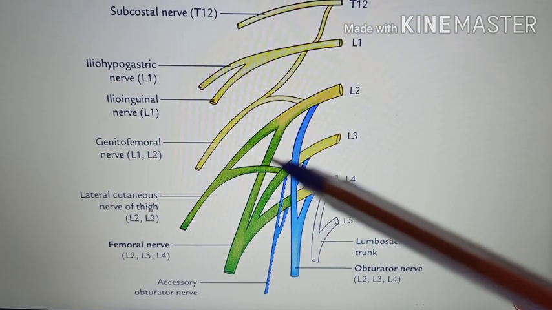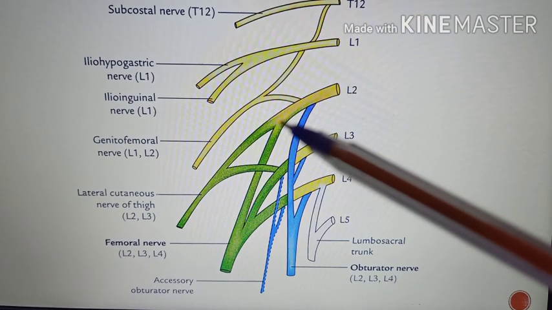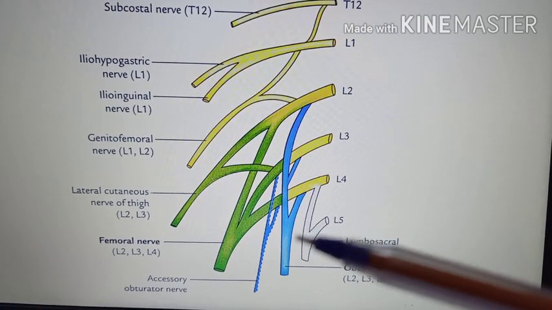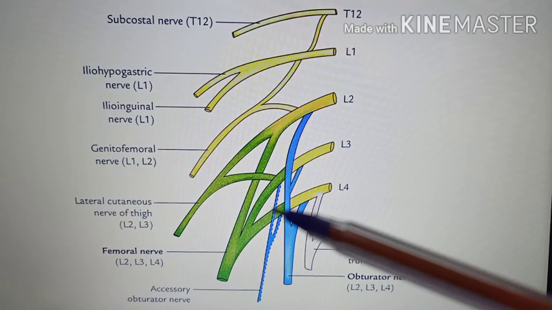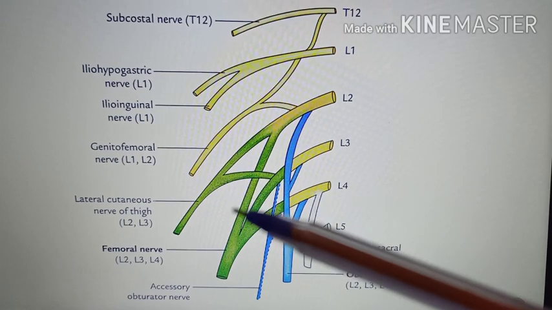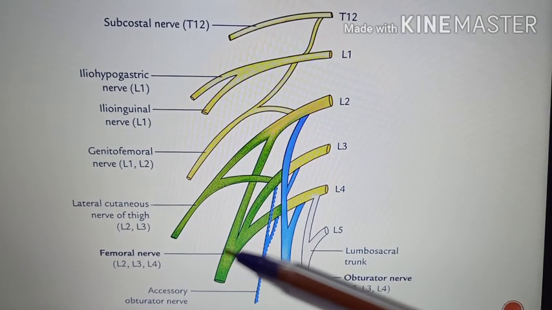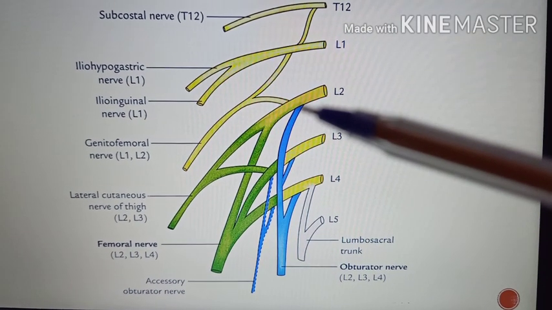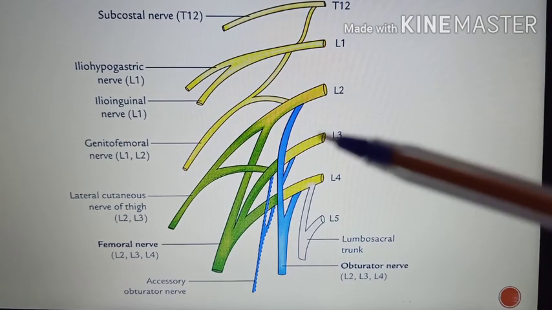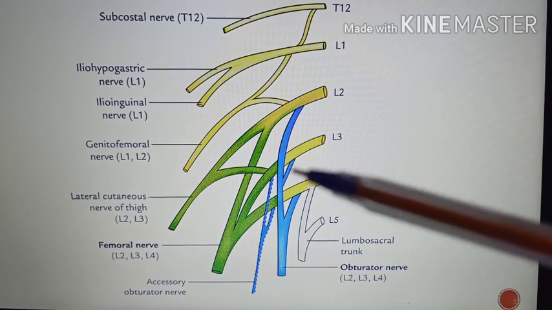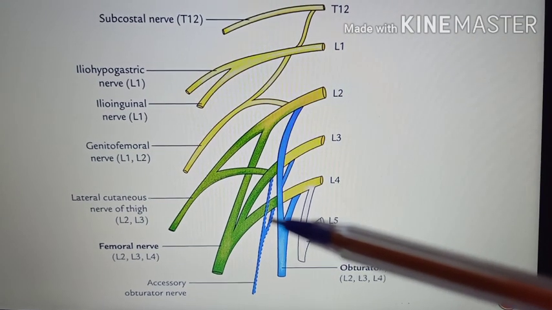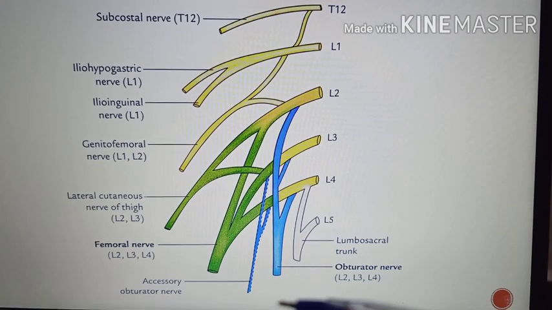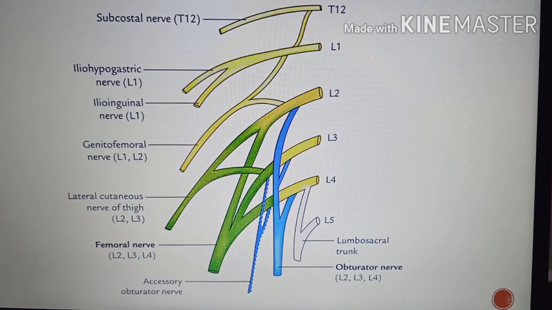Then the remaining parts of the dorsal division, that is the larger division formed from L2, L3 as well as the entire dorsal division formed from L4, all these together unite to form the femoral nerve. Now coming to the ventral division which is shown in blue color. That is the ventral division of L2, L3 and L4. They unite to form the obturator nerve. In some cases we can also see the accessory obturator nerve.